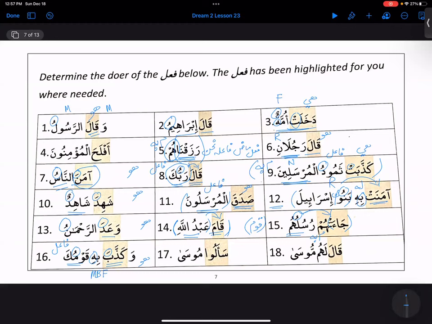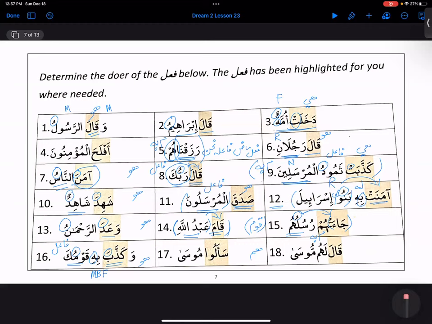Now, Sa'alu Musa. Now, Sa'alu. What is the fail in there? Sa'ala, ask. No, but what is the fail over here? Sa'alu. Whenever you see waw, then just say hum. It cannot have an outside doer. Exactly. Okay, so how are we going to translate now? They asked Musa.